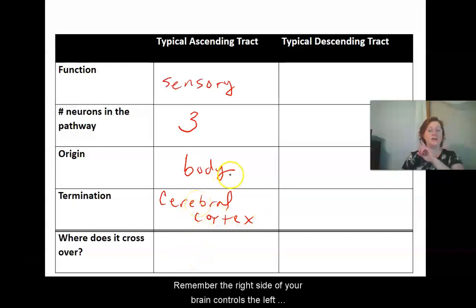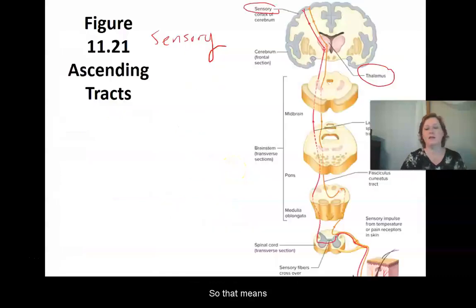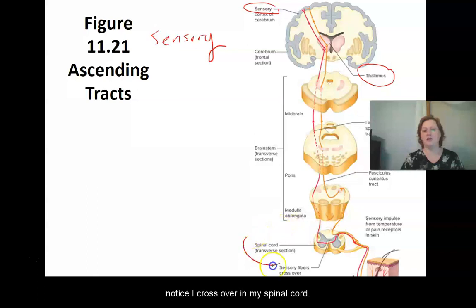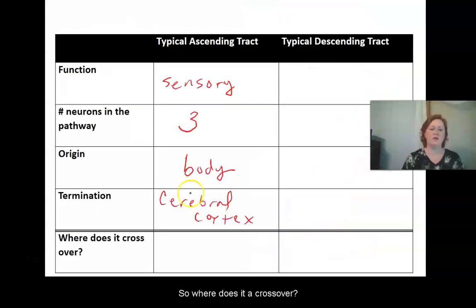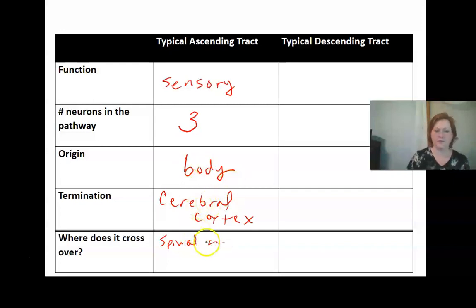Now, remember, the right side of your brain controls the left side of your body, and the left side of your brain controls the right side of your body. So that means at some point I have to cross over. So if I follow the red pathway here, notice I cross over in my spinal cord. So here's where I'm switching. If I follow the yellowish, orangish one, then I cross over right here, and that's in my medulla oblongata. So where does it cross over? It could be the spinal cord. Or it could be the medulla.